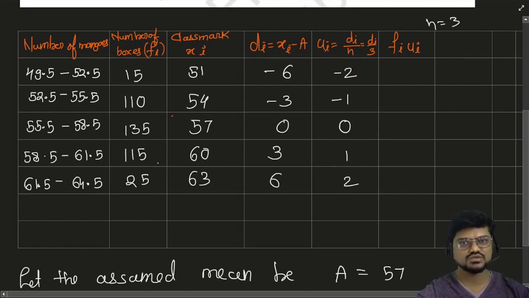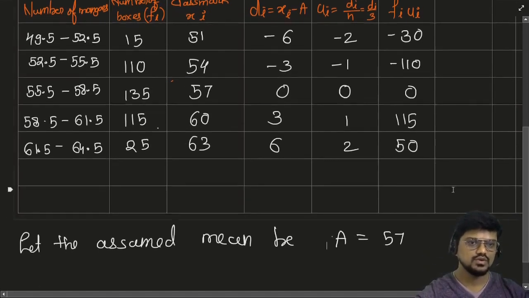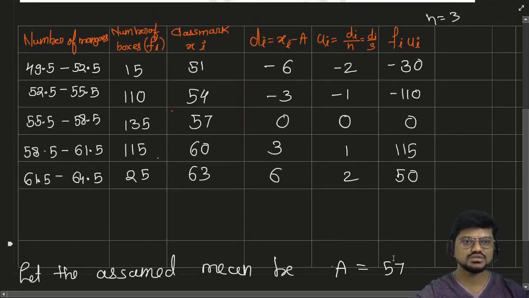So 15 into minus 2 gives you minus 30. 110 into minus 1 gives you minus 110. 135 into 0 gives you 0. 115 into 1 gives you 115. And 25 into 2 gives you 50. Right? Now we'll do the summation of fi into ui, and over here we will do the summation of fi.